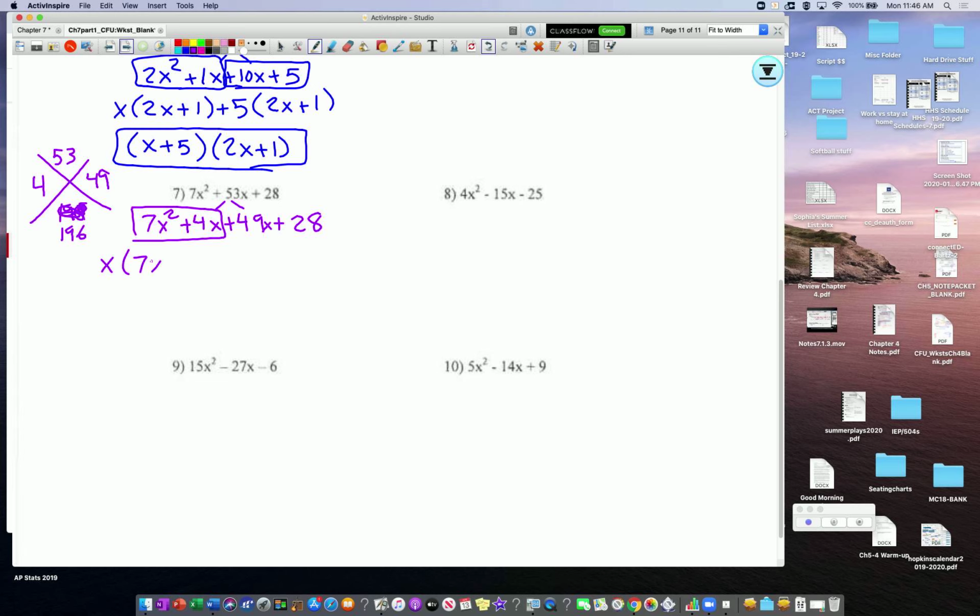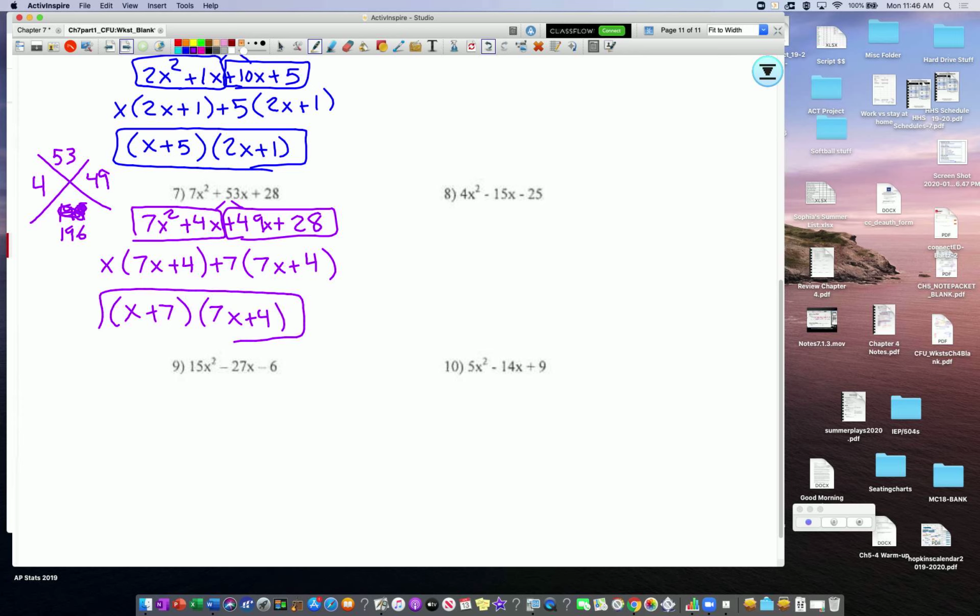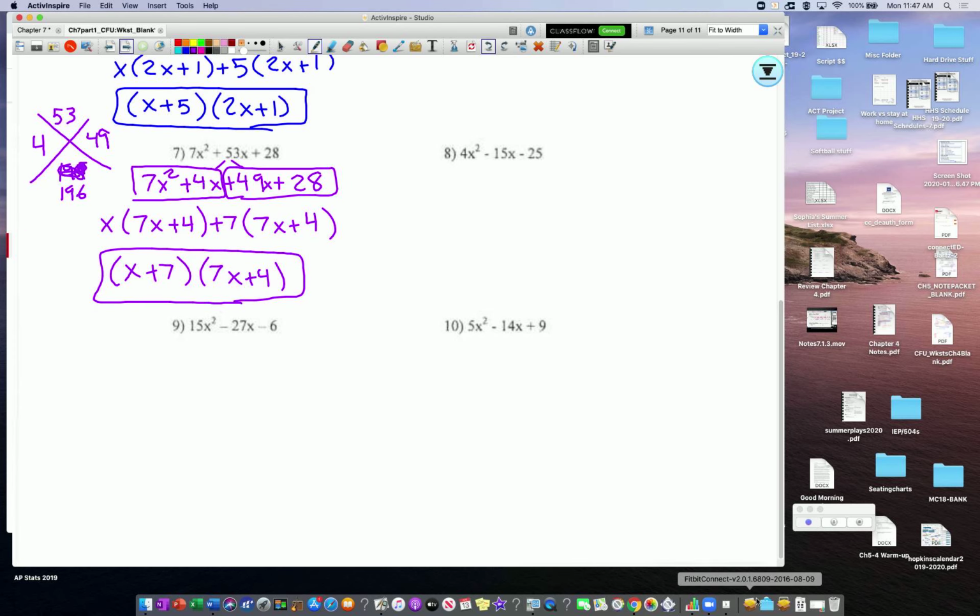So I have 7x plus 4. However, these two share a 7. 7x plus 4. How about that? They're the same. X plus 7 sets of 7x plus 4s. Again, when you do these problems, if you flip these two, then these factors will just get flipped, but you'll get the same answer. All right, last problem, and then we're done with all the homework.